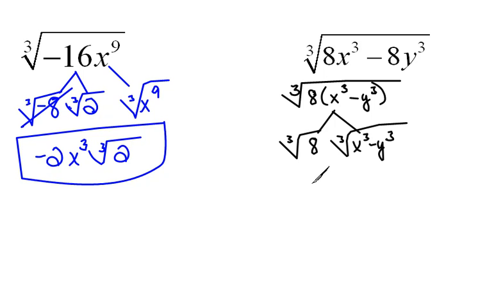The cube root of 8 would be 2. And again, we cannot separate these out because this subtraction sign makes it two terms. And because this itself is not a perfect cube, we really can't simplify it any further than that. So our answer here would be 2 times the cube root of x cubed minus y cubed.